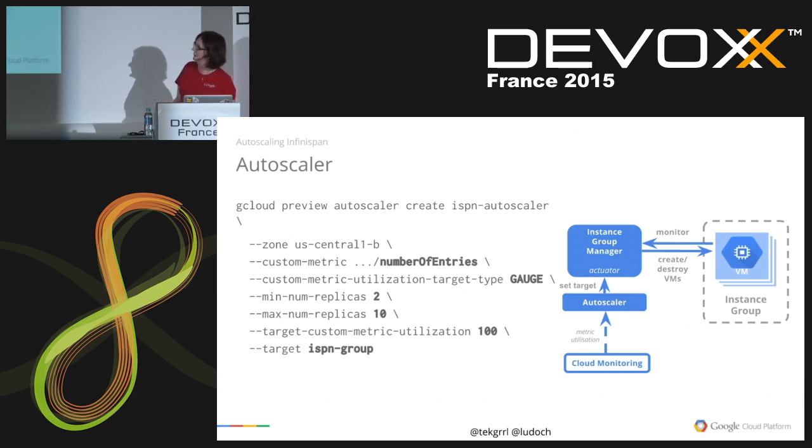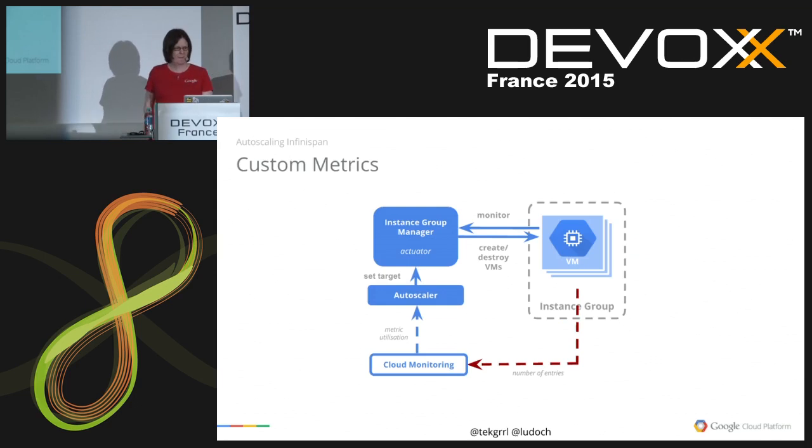And that's it. So once that's created, the autoscaler will be attached to the managed instance group. And it can now start watching the utilization of the group via our custom metric. And we'll scale up and scale down as required. So custom metrics. We care about number of entries down here.